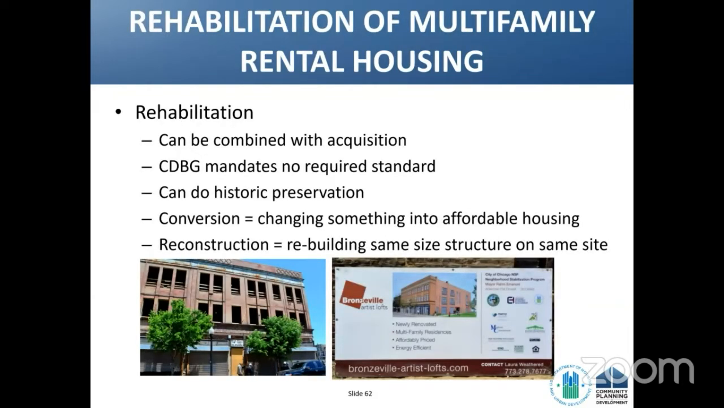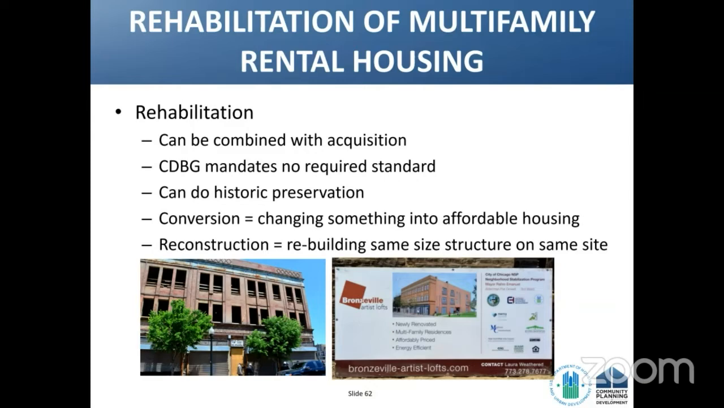Okay. Multifamily or multi-unit housing may also be rehabilitated with CDBG funds for the annual program. It can be combined with the acquisition of property and then rehabbed, and perhaps a lot of times it's disposed of.